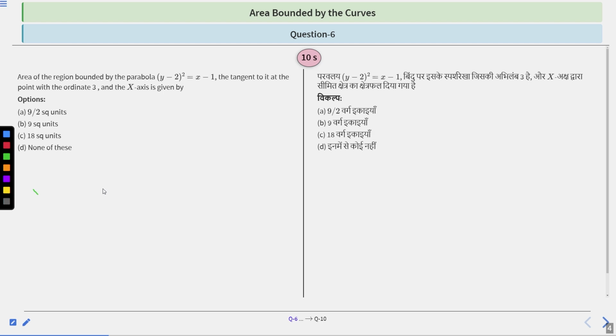So the hint of this question is first we will try to draw the equation of parabola, and you will see whether the area enclosed between the parabola, the tangent at the point having ordinate 3, and the x-axis. So you will try to see the region which is enclosed by these curves, and try to see whether we have to integrate from which interval to which interval. So in this way you can try to approach this question. You have 10 seconds to solve or think about this question. After 10 seconds we will discuss the solution.